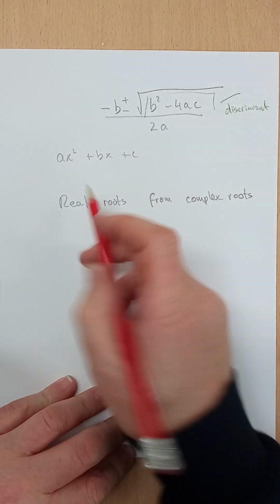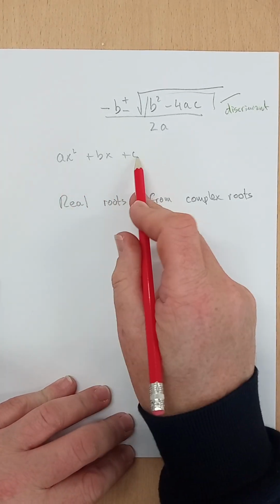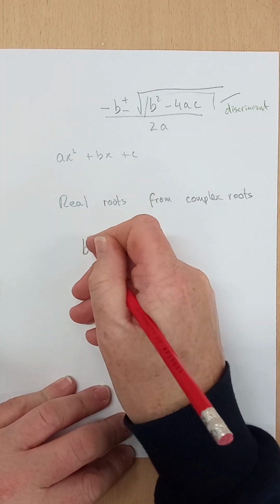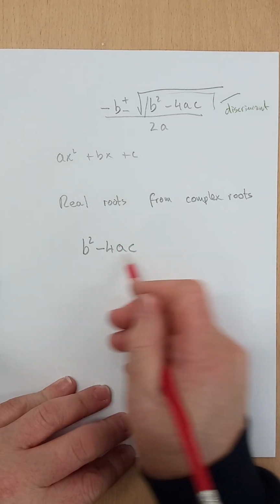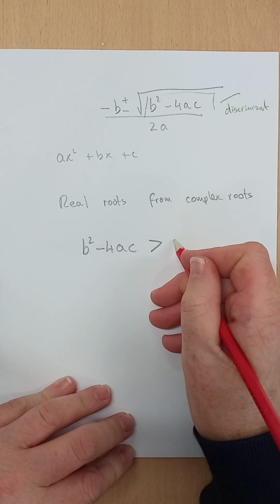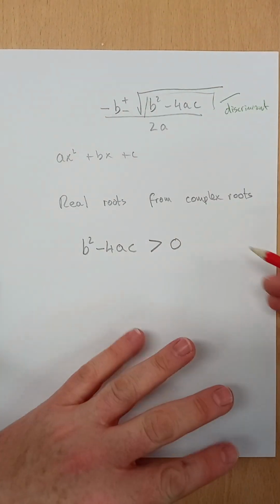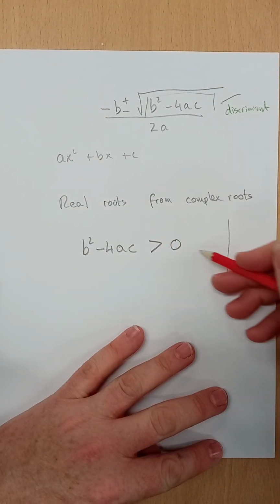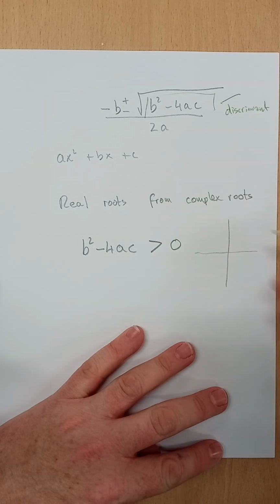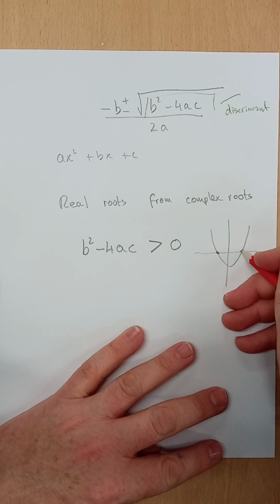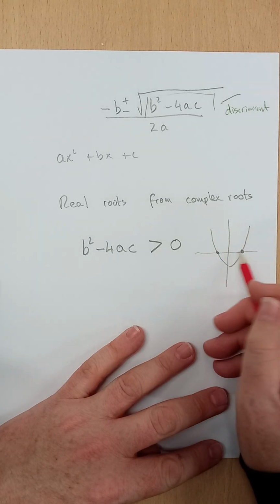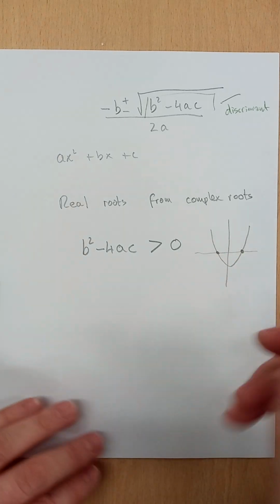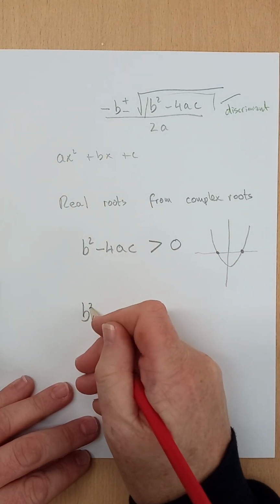Let's say you find the a, b, and c from a particular quadratic and you pop them into the discriminant. If that answer is greater than 0, then this is the way your graph is going to look. Okay, so let's just draw a generic quadratic graph. You will get two distinct real roots. So the numbers will be real and they won't be the same number.